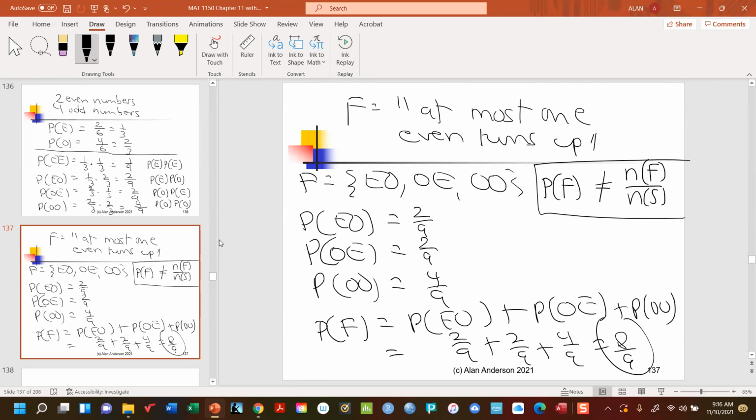So this is the most general approach. This will work all the time. This approach in the box here, by counting the elements, only works again in the special case where each element is equally likely. You should never assume that, by the way, unless you know that is true for a fact.